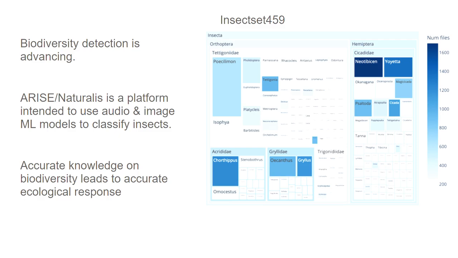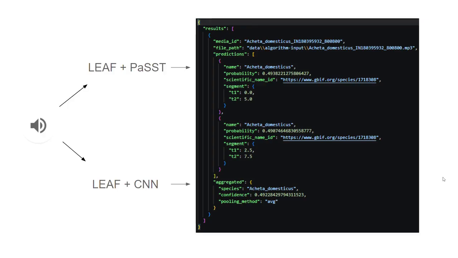ecological response. Our main contribution to the Arise platform was to research and develop 2 new acoustic models, both of which can be seen here. We have also created a basic command line interface that allows a researcher to input multiple acoustic files and get a prediction. As you can see here on the right, it comes out in the JSON format, which integrates seamlessly with the Arise platform.